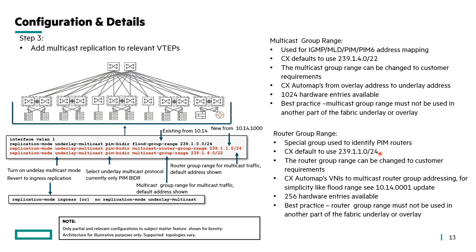And again, this can be changed if there is a conflict anywhere in the underlay or overlay. Now CX auto maps VNIs to multicast addresses again for the router group range, and for simplicity it's very similar to how the 10.14 flood range operates. We have 256 hardware entries available, and of course best practice for this is the router group range must not be used in any other part of the fabric, underlay or overlay.